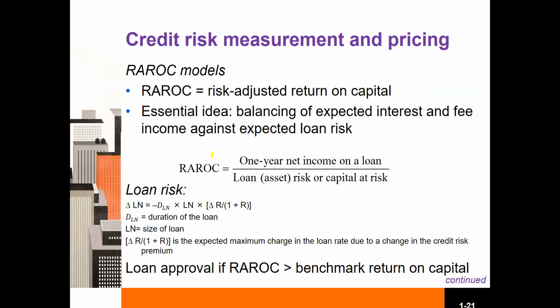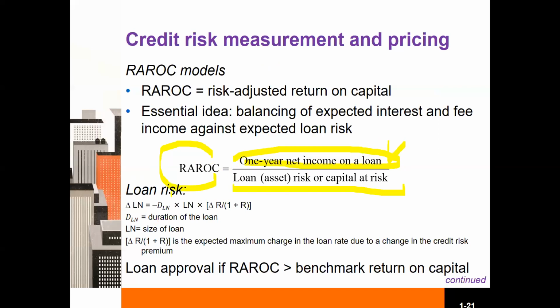So you can see that RAROC is calculated as the one year net income on a loan. Typically, when we calculate the rate of return on a loan, we use the interest income or expected interest income on a loan. Now, this interest income might vary based on the risk. So we take the risk adjusted income and also the capital at risk. Rather than dividing the annual loan income by the asset lent, it is divided by some measure of asset risk, or what is often called capital at risk.